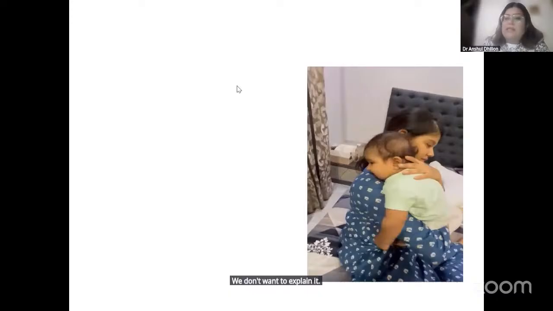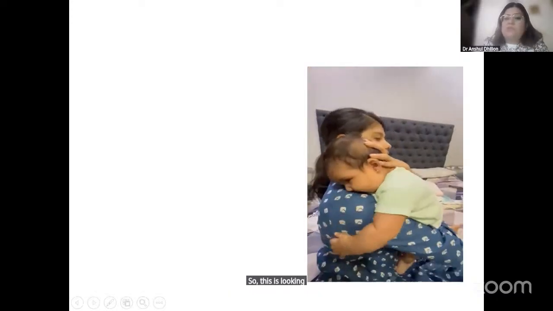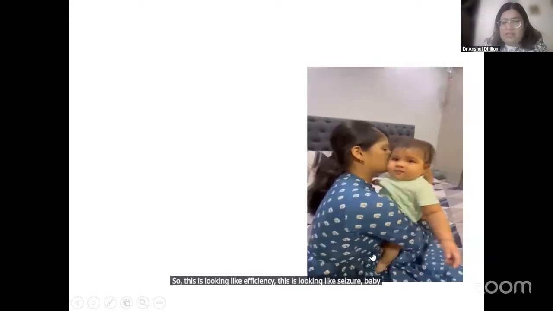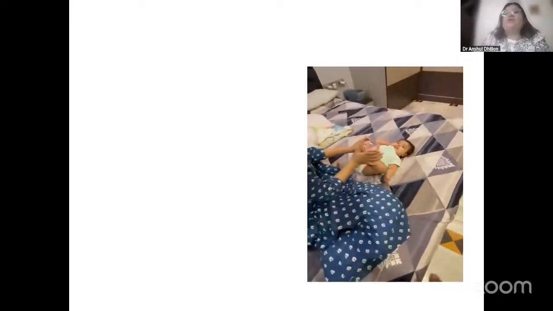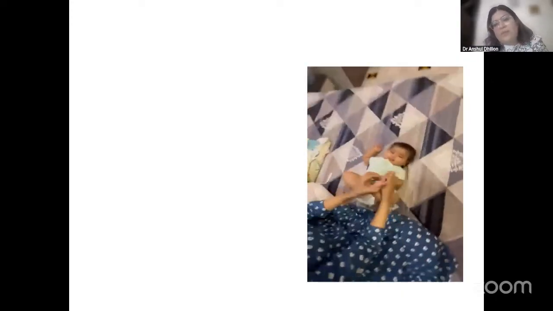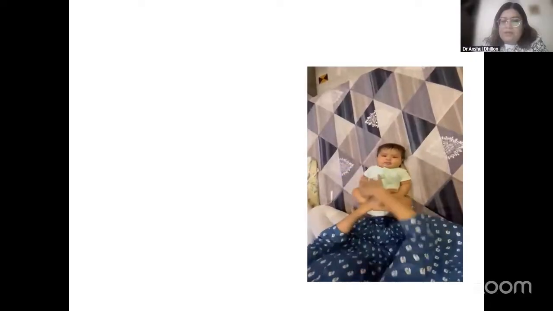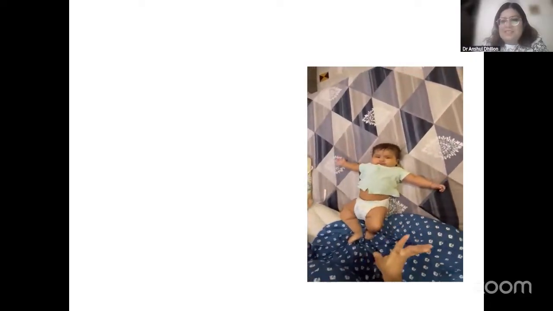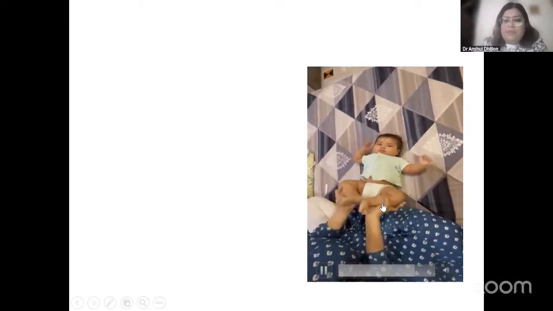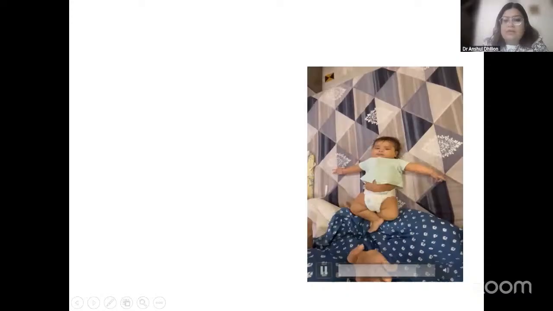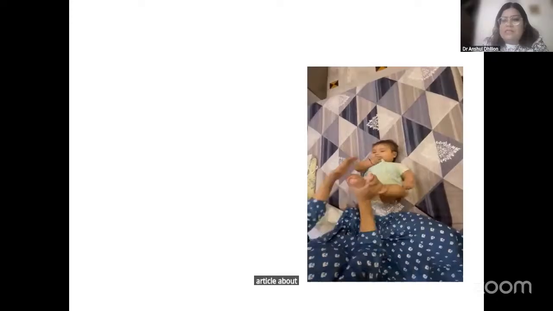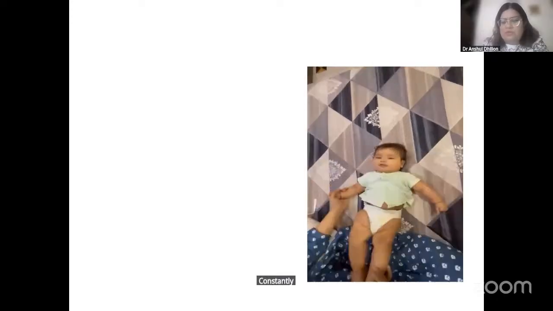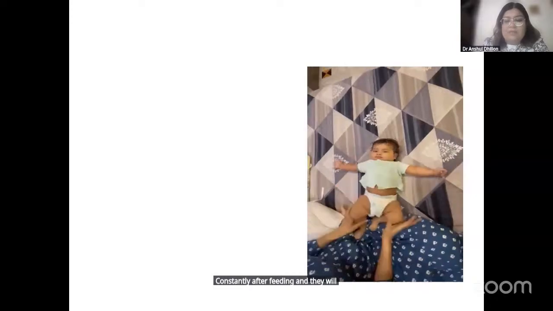Right? So this is looking like epilepsy, this is looking like a seizure. The baby is doing a lot of arching here, and the mother is trying to lie down the baby, and the baby is just doing the arching and turning the head. If arching happens constantly after feeding and the baby looks like having a seizure, it is not.